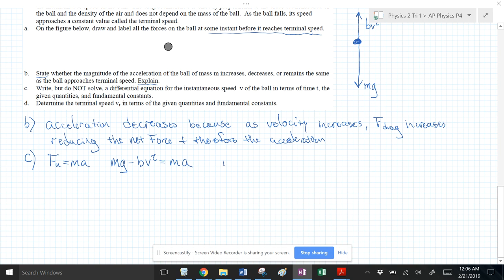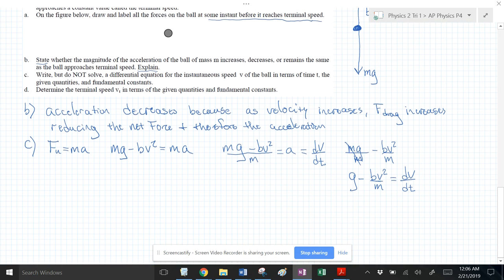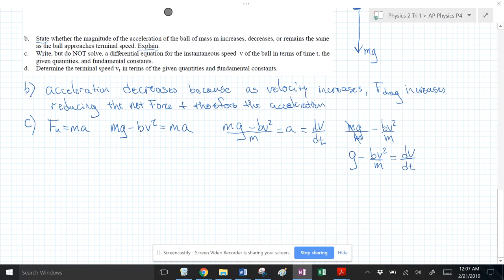So I'm going to divide both sides by m. So mg minus bv squared, all that over m equals a. And so the whole differential equation bit is just recalling that a is dv dt. Okay? And then I'm going to simplify this thing a little bit. mg over m minus bv squared over m. So this is going to become g minus bv squared over m equals dv dt. Okay, and that's literally all the farther you need to take that here. So we're setting up, but not solving the differential equation for the instantaneous speed of the ball.